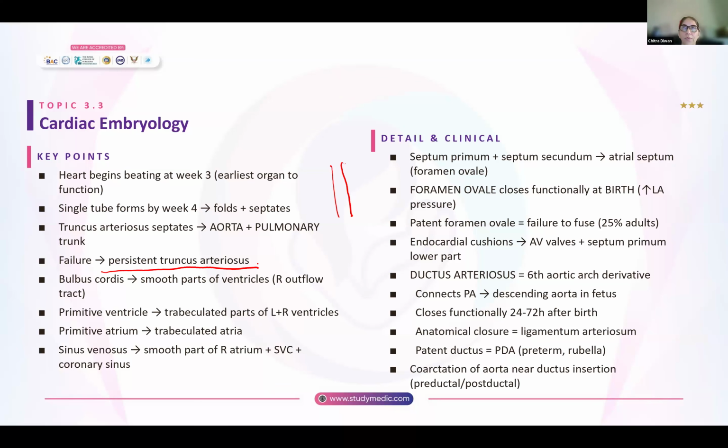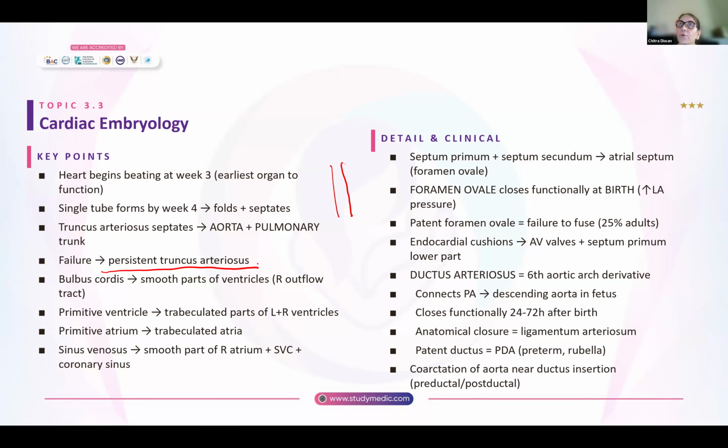That means the right outflow tract is formed from the bulbus cordis. The primitive ventricle gives rise to the trabeculated parts of the left and right ventricle. The primitive ventricle gives rise to the major part of the ventricle. The primitive atrium gives rise to the major parts, or the trabeculated part, of both the atria, right and left atrium. And the sinus venosus forms the smooth part of the right atrium, superior vena cava, and the coronary sinus.